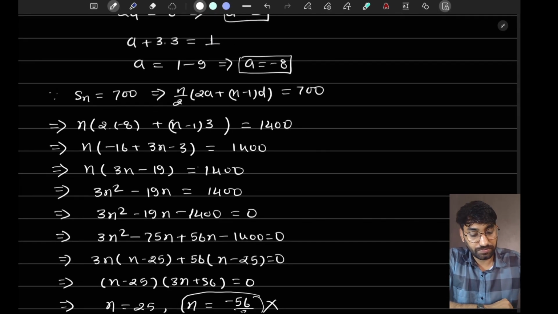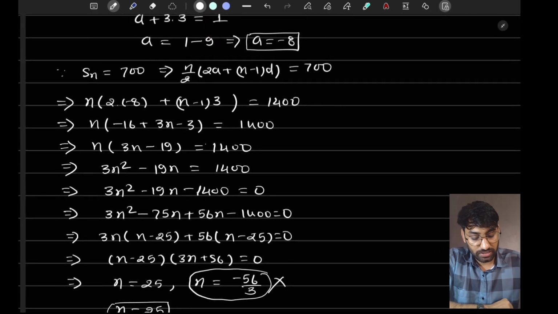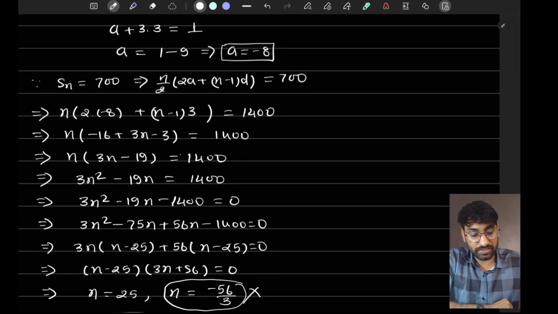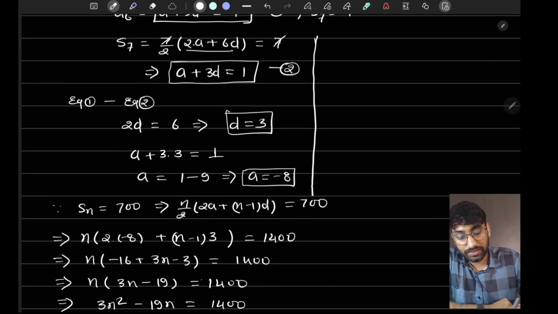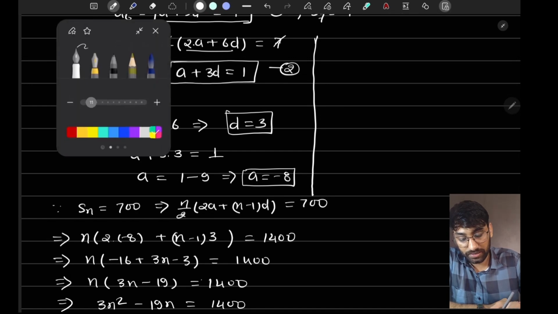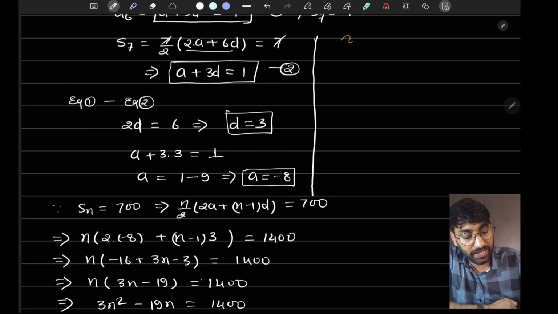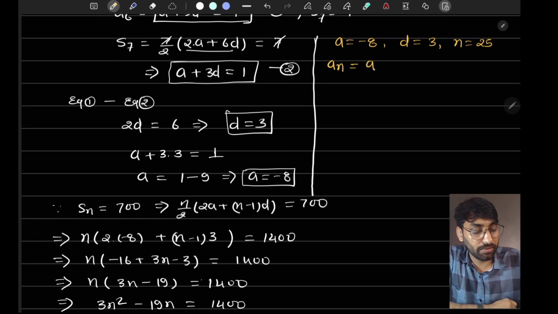Correct? Now what do I need to find? The n value we have. Next, I need to find the value of an now. So I'll do it here. What I have is a value as minus 8, d value as 3, and the n value I got as 25. And they are asking about an in this case. So an will be nothing but A25.